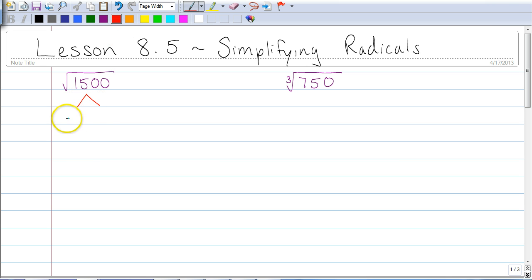Now 1500 breaks down into 15 times 100. 15 breaks down to be 3 times 5. Those are both prime. 100 breaks down to be 10 times 10, and 10 breaks down to be 2 times 5.